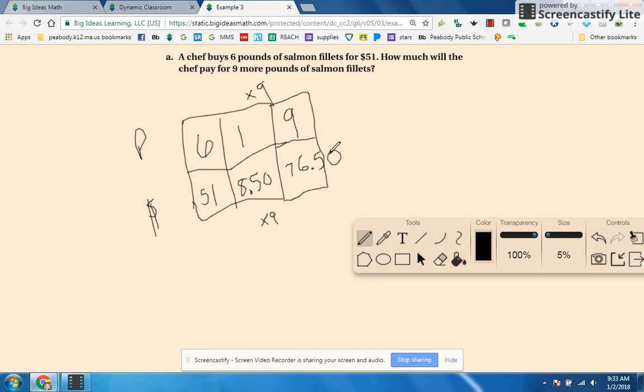So I used a middleman, in this case, the unit rate, to help me solve the final answer. So if 6 can't go into 9, which it can't go in evenly, that's when you do the middleman. So you take the bigger number, divide it by the smaller number. That, in this case, gives you the unit rate. So that means 1 pound costs $8.50, and then you can use that to solve the rest.